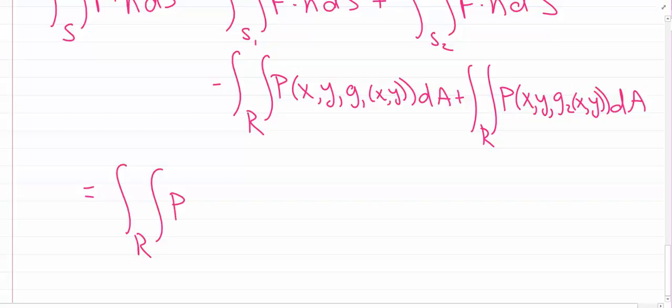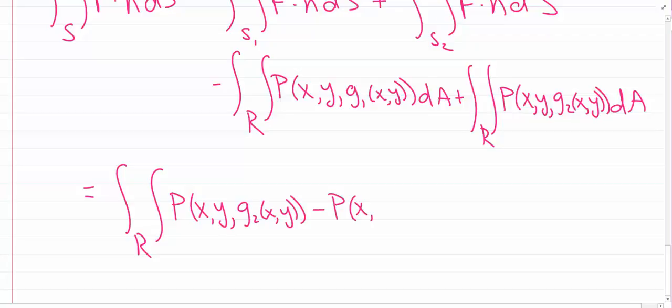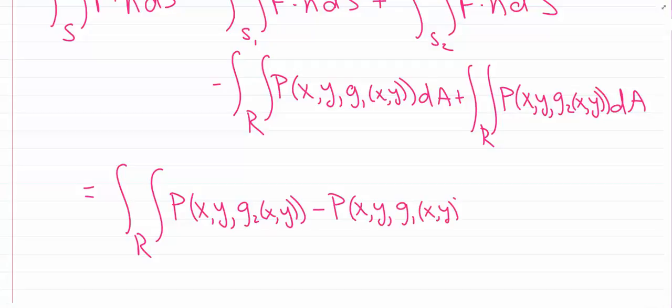So here's what I've got. I've got P of x, y, g2 of xy minus P of x, y, g1 of xy, and all of that dA. Okay, does everybody dig that? Just put those bad boys together.